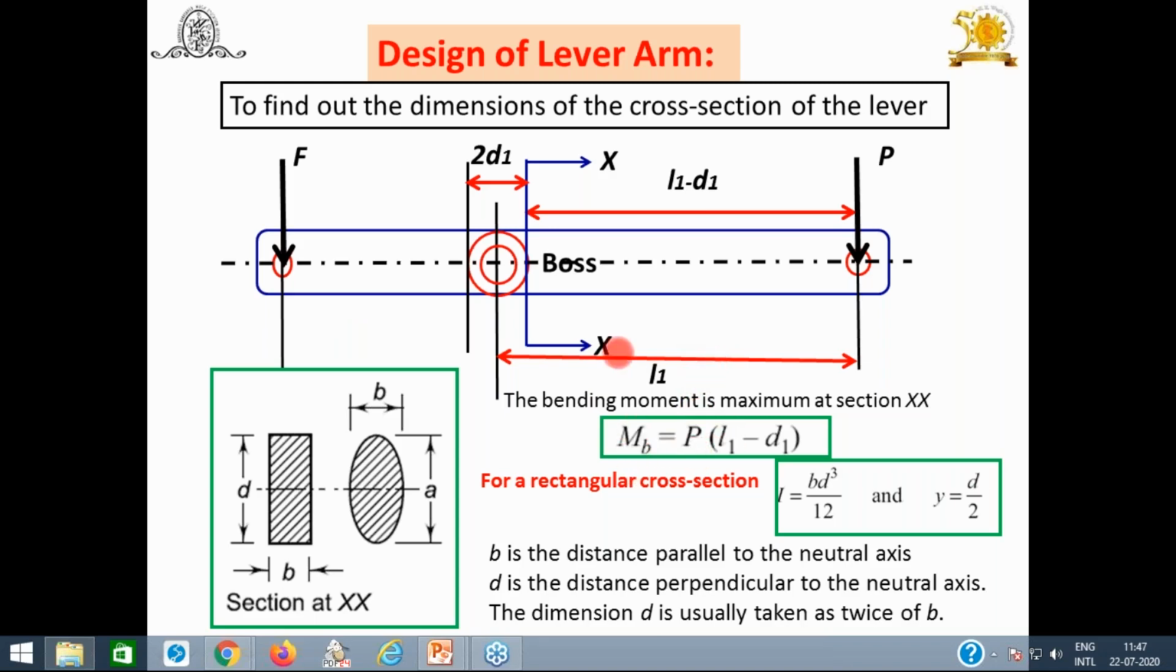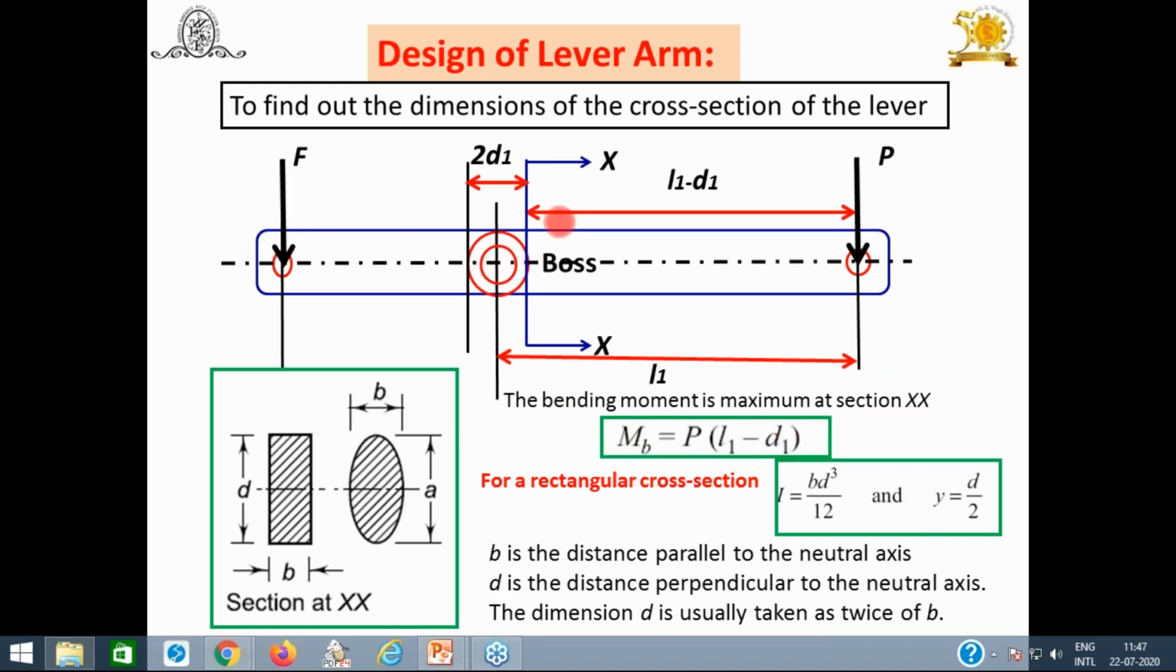That's why this side is considered for this cross section XX, and at the point of load P or the load F, you will get 0 bending moment. You are aware of that. You already studied applied mechanics and strength of machine elements. That's why you will get the maximum bending moment at the section XX, that is MB is equal to P into bracket L1 minus D1.